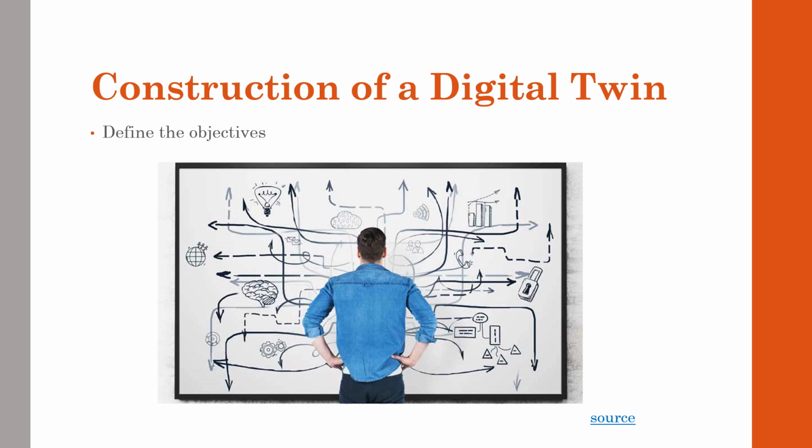Now, let us look into how a digital twin is constructed. Building a digital twin of a supply chain is a complex process, which requires high attention to details and expertise. While going through various researches, we identified there are 7 steps for the construction of the digital twin. So the first is defining the objective, which is the critical part of the construction.